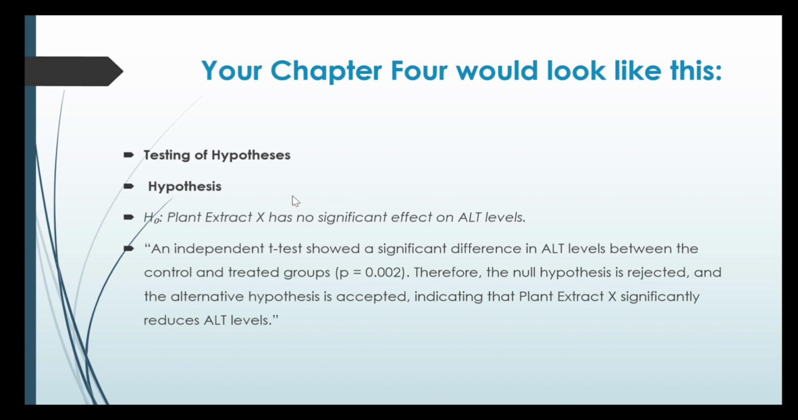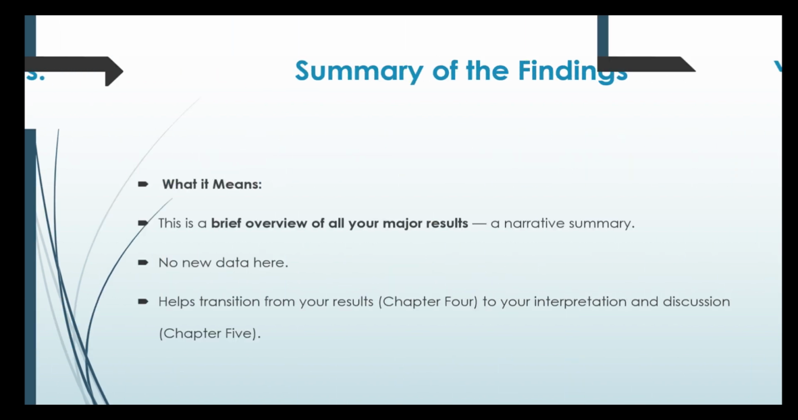No. And then at the end of the day, I will say an independent t-test showed a significant difference in ALT levels between control and treated groups. Therefore, the null hypothesis is rejected, and the alternative hypothesis, which is H1, is accepted, indicating that plant extract A significantly reduces ALT level. Remember, when I started, I said we go straight to the result. We're not jumping all over the place. Are we together?